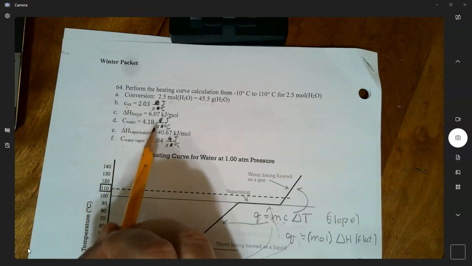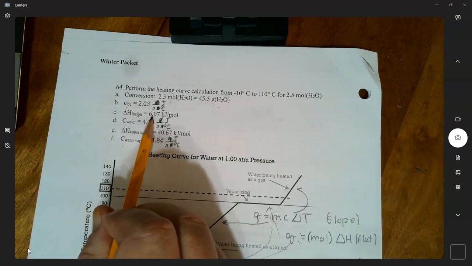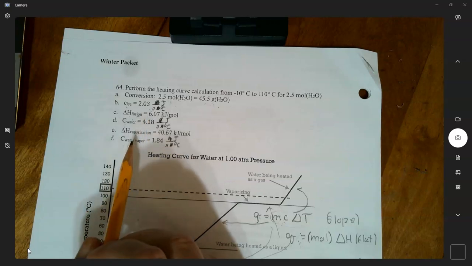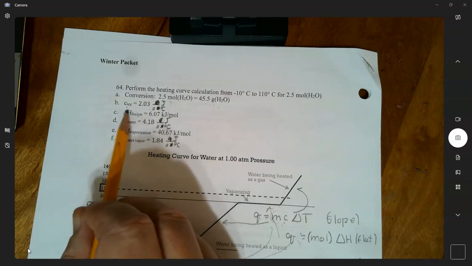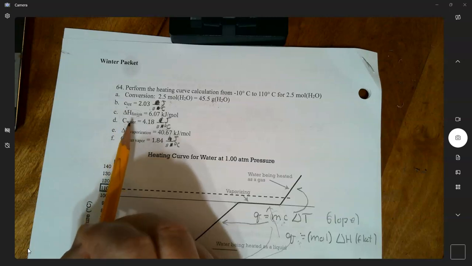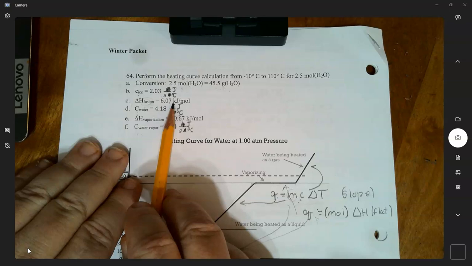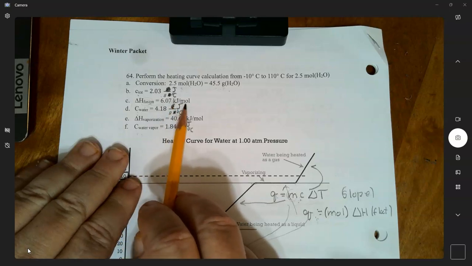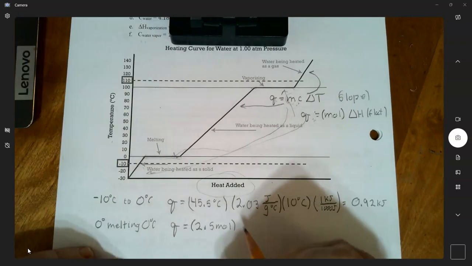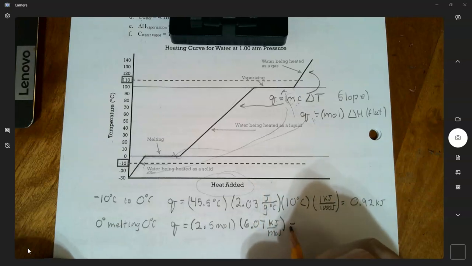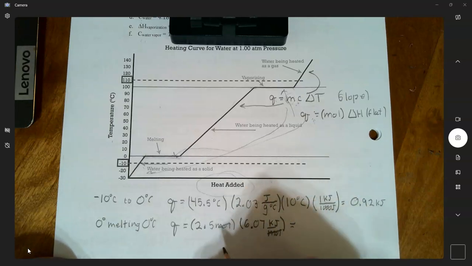If we're melting it, it's going to be a positive number. If we're freezing it from liquid to ice, it's going to be a negative number because heat is coming out. But with the word fusion, you use the same number, it's just an opposite sign. So that's called the delta H of fusion, and that is 6.07, and you notice it's in kilojoules per mole. And that's going to equal, the moles will cancel with moles.